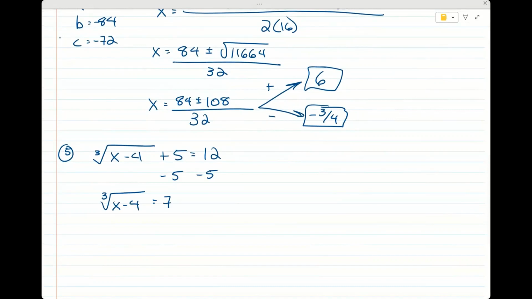And then we could cube both sides to get rid of a cube root. So x minus 4 is equal to 7 to the third, which is 343. And then simply add the 4 to both sides. And you get 347.